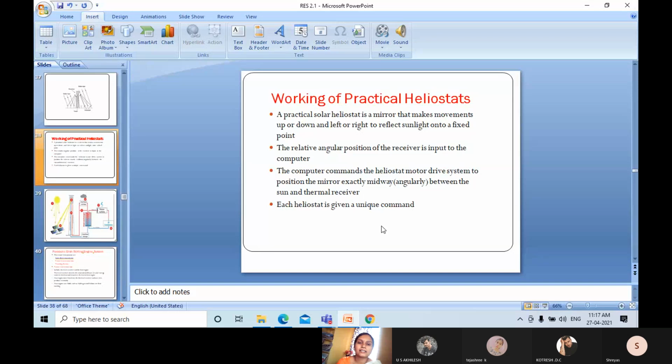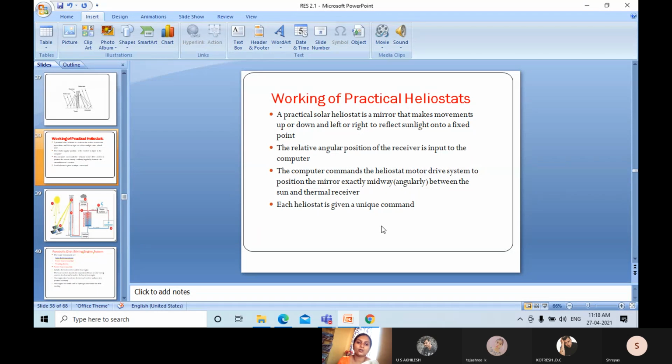A practical solar heliostat is a mirror that moves up or down, left or right, to reflect sunlight onto a fixed point. Here the relative angular position of the receiver is input to the computer. The computer commands the heliostat motor drive system to position the mirror exactly midway between the sun and the thermal receiver.